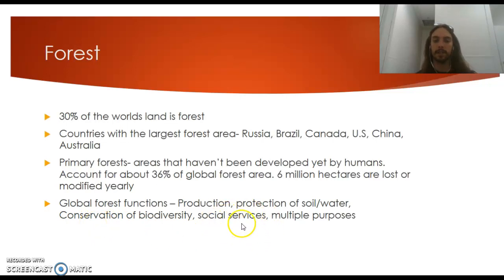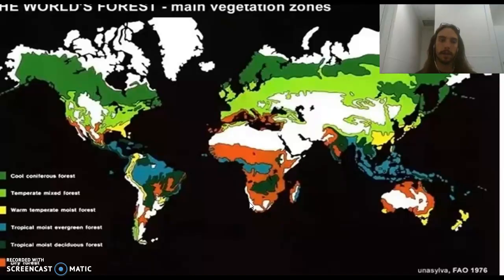Social services, we talked about this earlier. This is like hiking, national parks, just doing fun things in the forest without destroying it. And then multiple purposes. So, we could have social services, production, protection of soil and water, conservation of biodiversity. All those things could be happening in one forest.